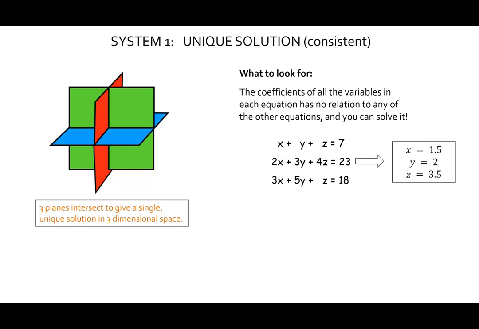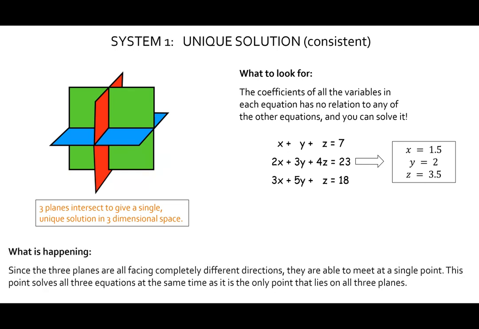Here's our solution as we found before using our system solver. So what's happening here is that we have three planes all facing completely different directions, so they're able to meet at a single point. And this is the only point that solves all three equations at the same time, because it's the only one that's lying on all three planes.